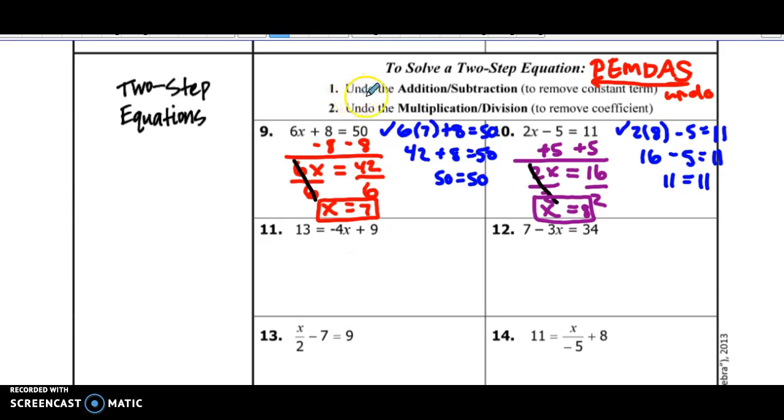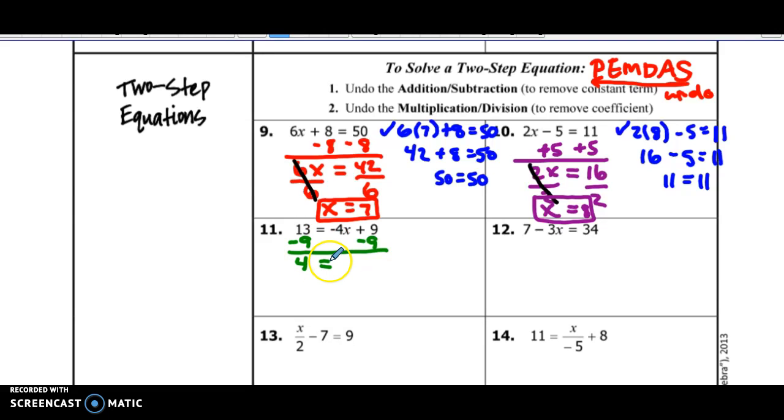So I'm going to start by undoing the addition subtraction. So in this case, I'm adding 9 to my x term. So that's what I'm going to undo. The opposite of adding 9 is subtracting 9. Whatever I do to one side, I have to do to the other. 13 minus 9 is 4.